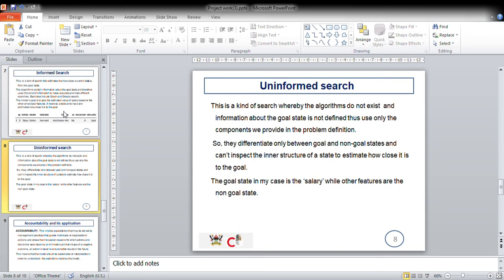Here we shall have the goal and non-goal states. Let's say the goal state is the salary, and then the non-goal states are the work class and all those, the age, the sex, the marital status, all those are non-goal states. So it will have to differentiate between the non-goal state and then the goal state. Otherwise, it cannot inspect the inner structure of a state to estimate how close it is to the goal. The goal state in my case would be the salary, while the other features are the non-goal states.